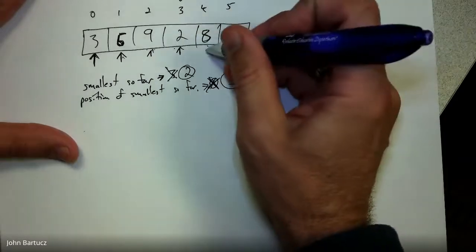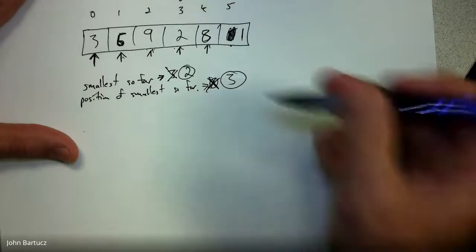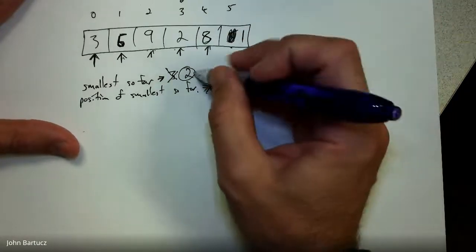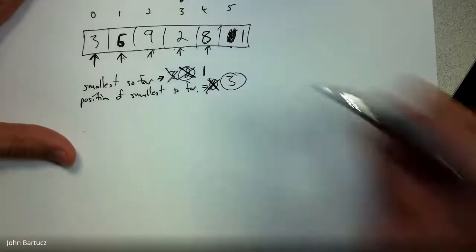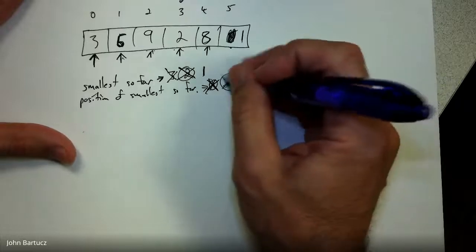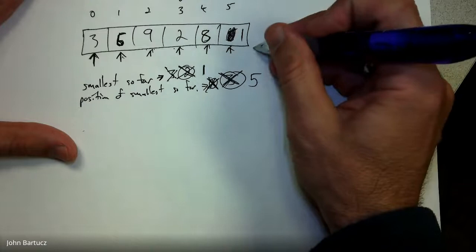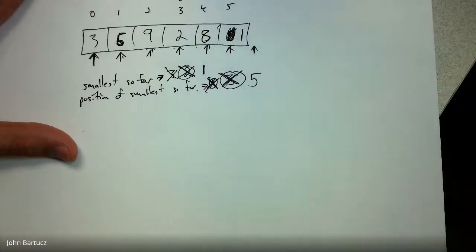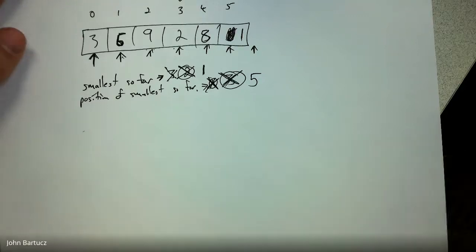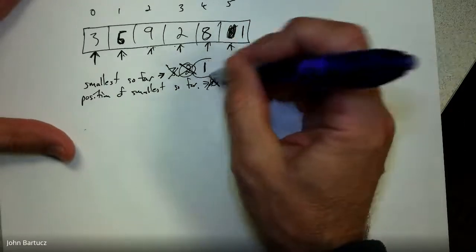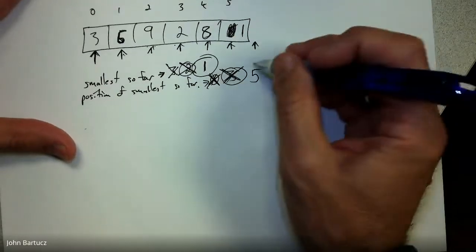We keep going. 8 is not smaller. 1 is smaller. So 1 is the smallest number we've seen so far. It's located at position 5. And now we're at the end. We can't look at any more numbers. So now we know the smallest number in the entire array is the number 1, and it's located at position 5.